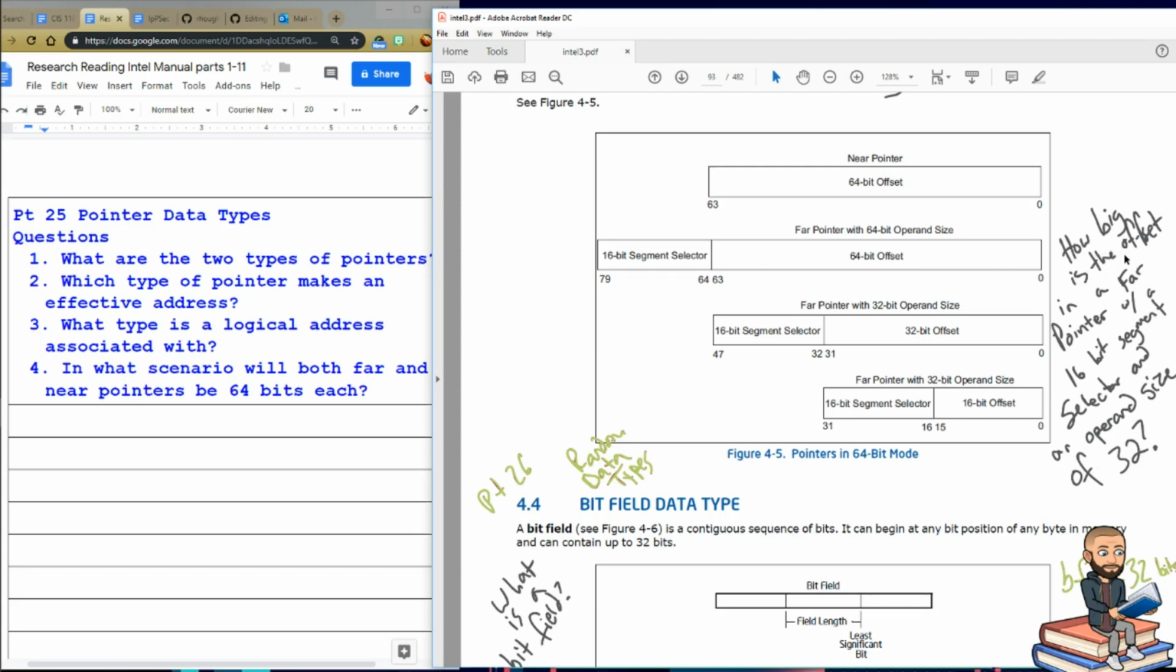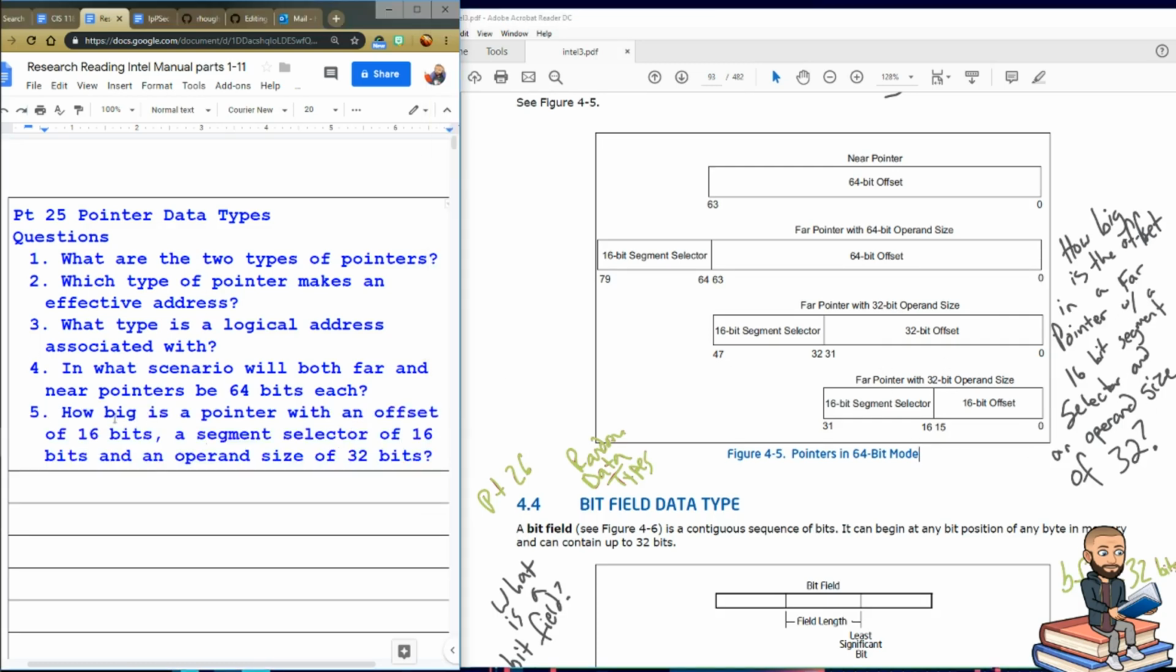It says, how big is the offset in a far pointer with a 16-bit segment selector and an operand size of 32? So I start by finding a far pointer on this diagram. So that's a near pointer. Here's a far one. Then it says with a 16-bit segment selector. So, okay, here's 16 bits. Here's another one. So it could be either of these so far. But the last clue says the operand needs to be 32. So where's the operand? Okay, so it looks like both of these have 32 bits in their operands. So this is a bad question because I need to know the size of the offset.